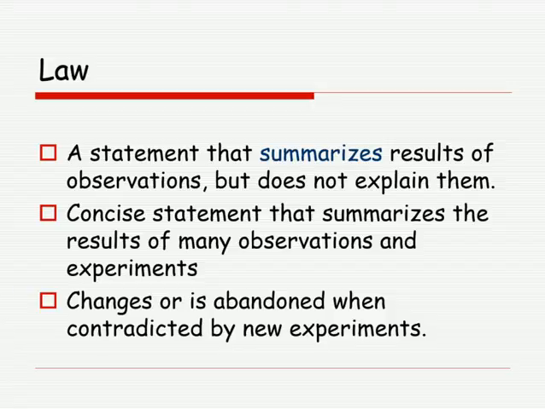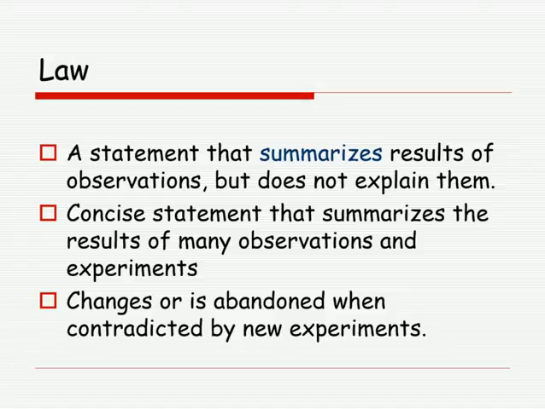As opposed to a law. Okay? A law is a statement that summarizes the results of observations but does not explain them. A theory or a hypothesis will attempt to explain them. A law, truly speaking, is just a statement about what happens. Just what happens. I did this, and then this happened. When this happens in the world, this tends to follow. A law will be changed or abandoned when contradicted by a new experiment.